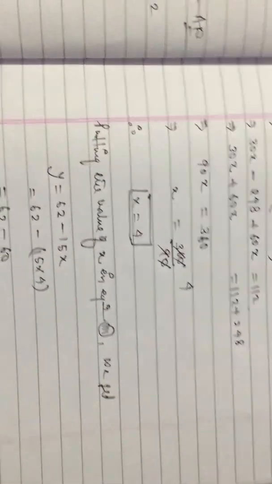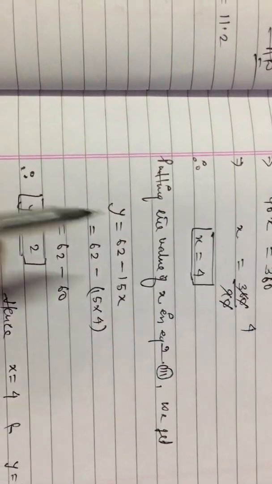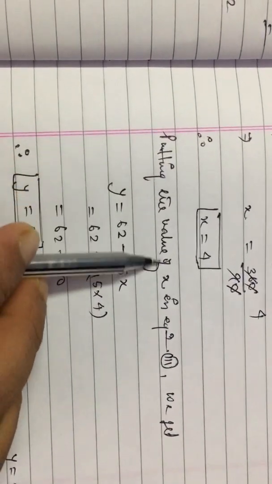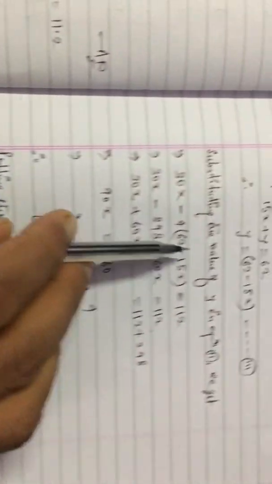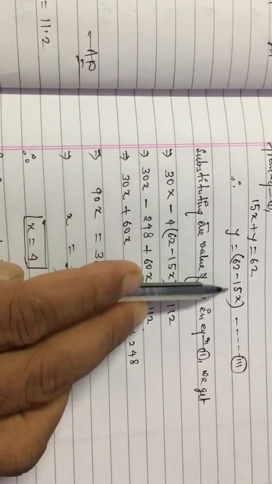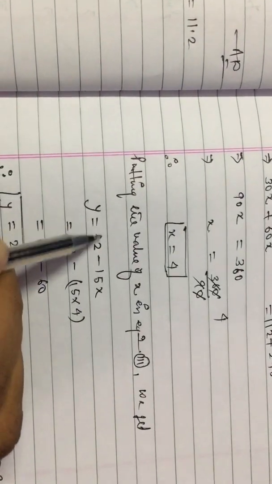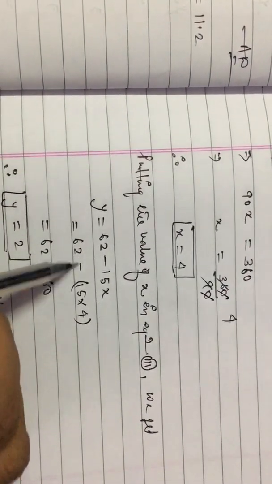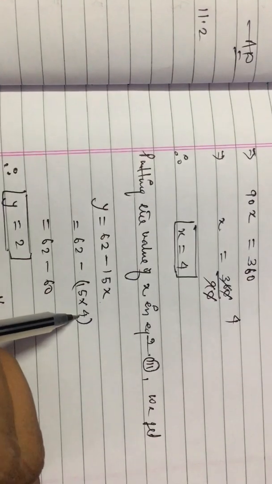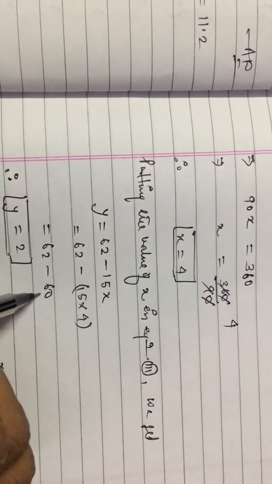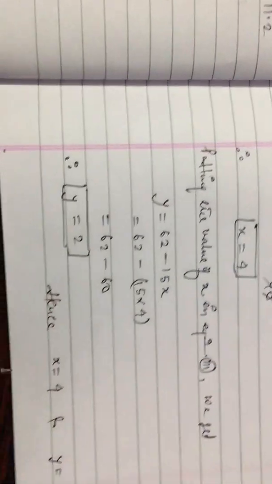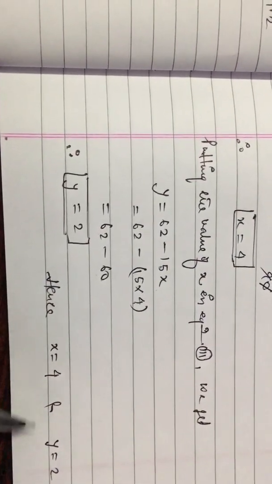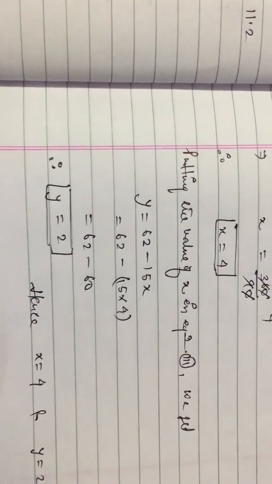4. Now again putting the value of x in equation number 3, y is equal to 62 minus 15x. That is 62 minus 15 into the value of x, which is 4. 15 4s are 60. So 62 minus 60 is 2. Hence x is equal to 4 and y is equal to 2.